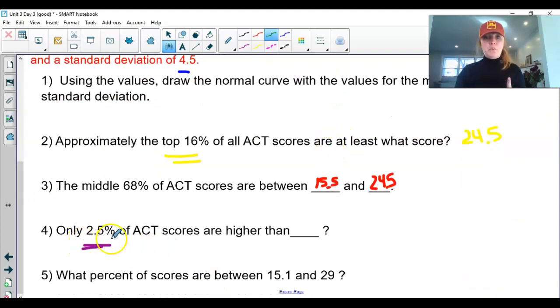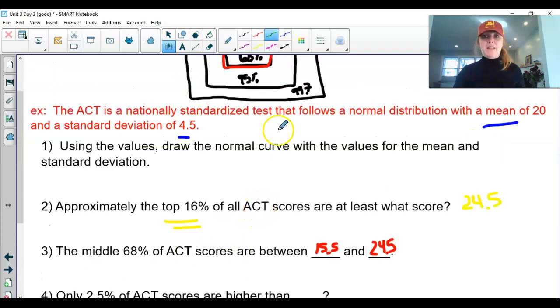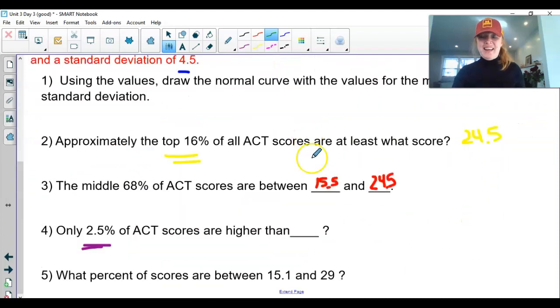Only 2.5% of ACT scores are higher than this number? We're going to say 29.